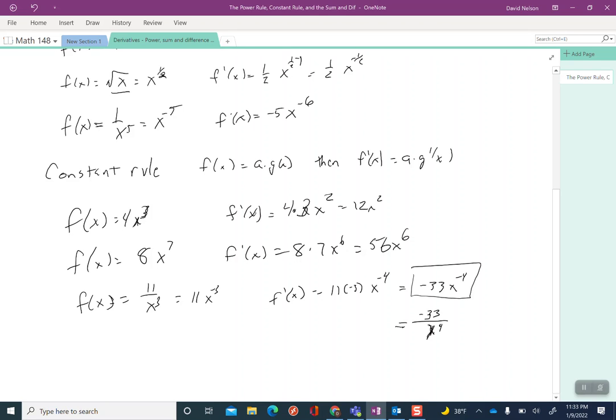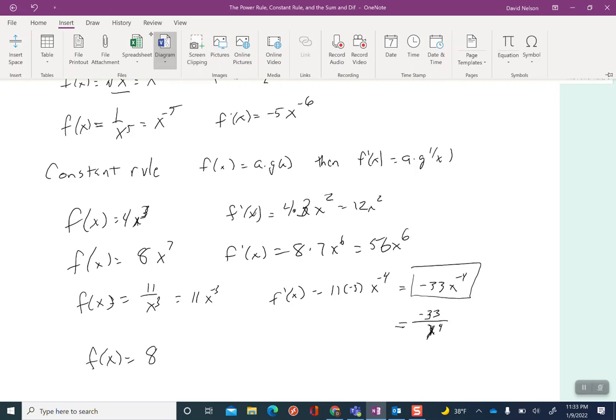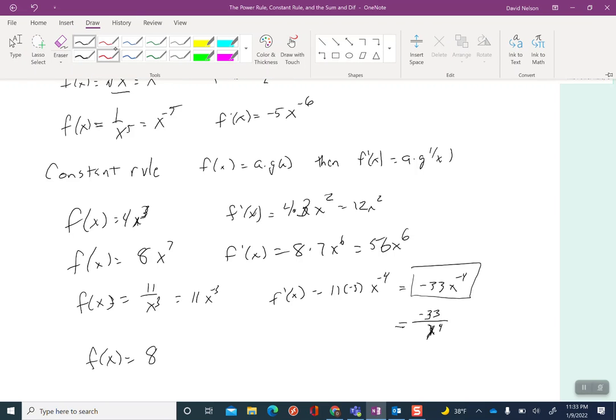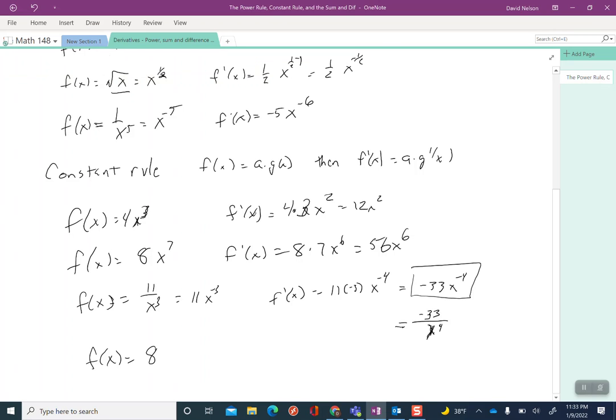So if you got a constant out there, you just multiply it across. And if you even have just a constant, they sometimes talk about that. If you just have like f of x equals 8, there's no x in there. What we can do is think of that as, I'm going to change my color here a little bit, there's sort of an implied x to the 0 power there, right?